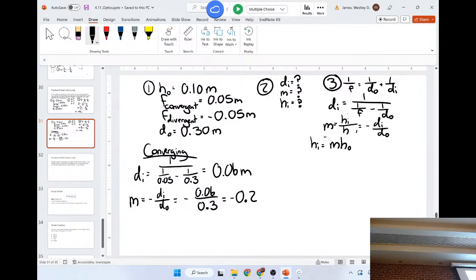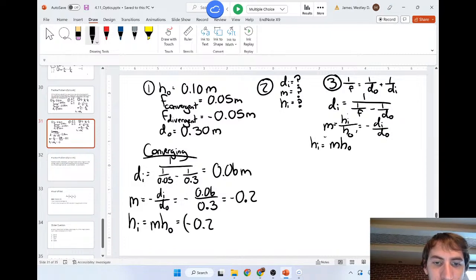If you're positive, you get a right side up image. The negatives will cancel out in that case. And our last equation that we found was magnification is HI over HO. So if we multiply that HO over, we get the image. The height of the image will be negative 0.2, that's the magnification, times 0.1.